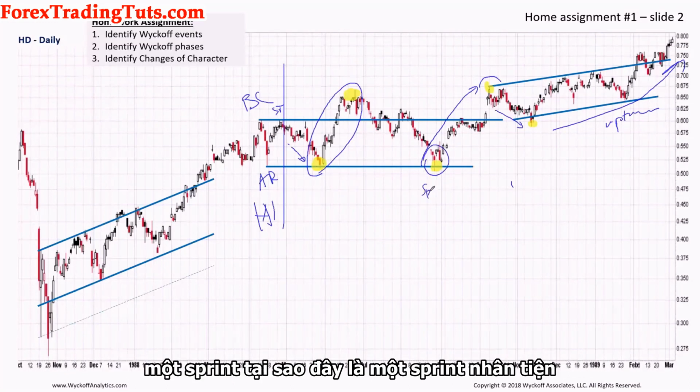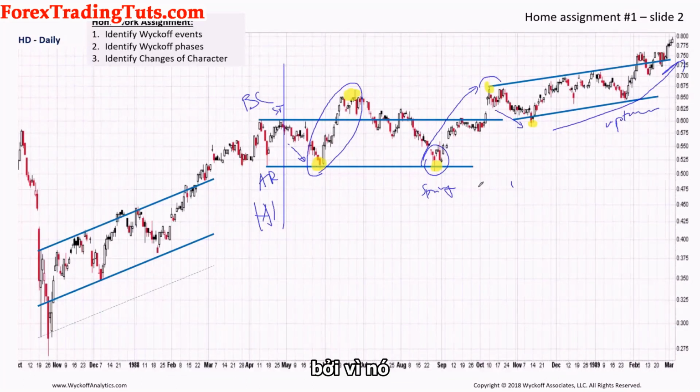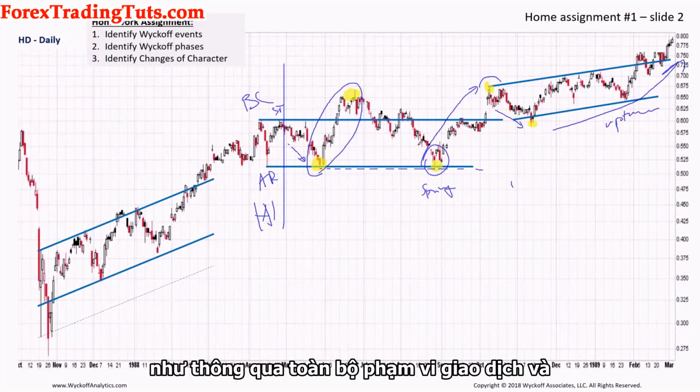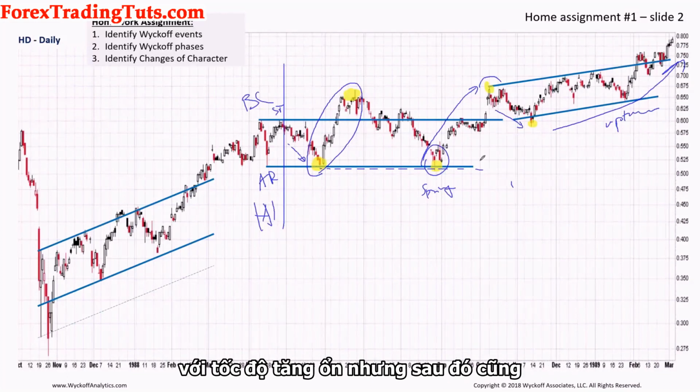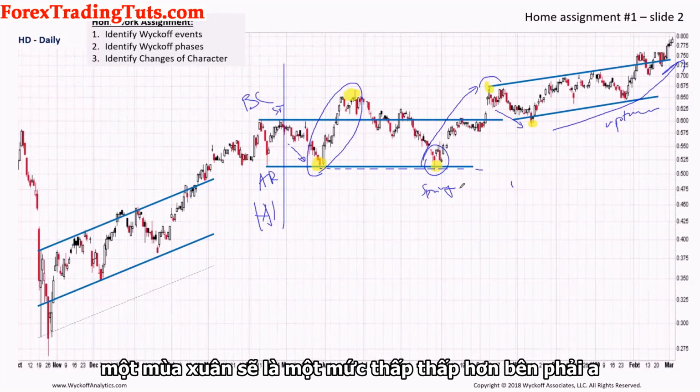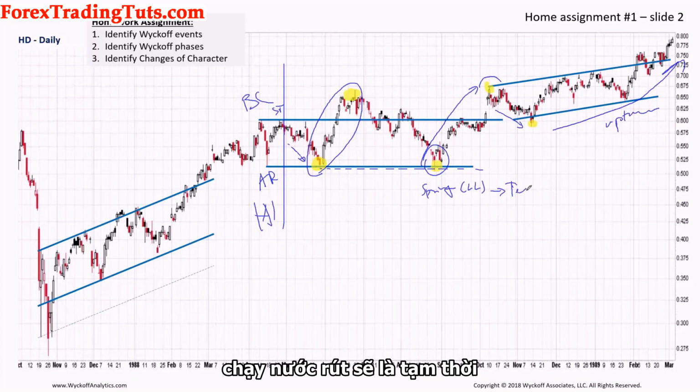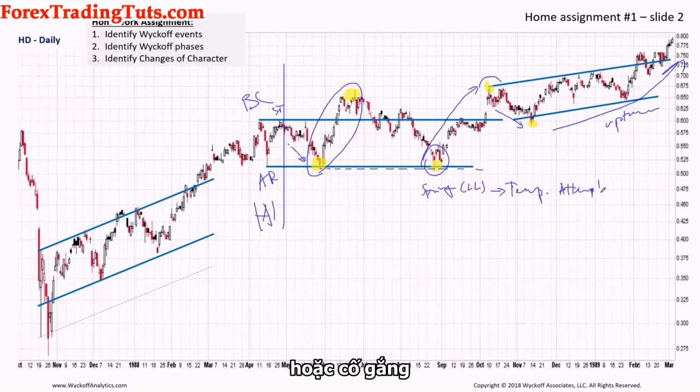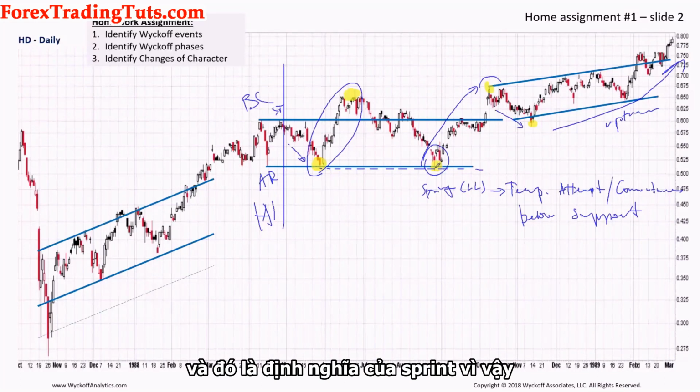Why is this a spring, by the way? Because it's from the support level, and it goes through the whole trading range with increasing speed. Okay, but then also a spring is going to be a lower low, right? A spring is going to be a temporary either attempt or commitment below the support. That's how we would look at the spring, and that's the definition of the spring.